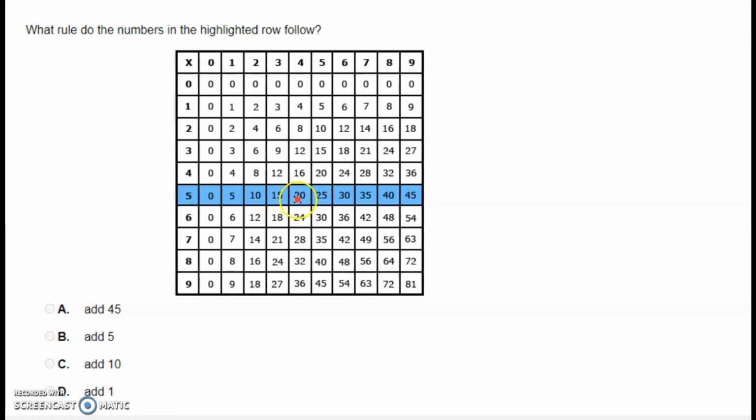15 to 20, 5 numbers. 20 to 25, 5 numbers. 25 to 30, 5 numbers. 30 to 35, 5 numbers. 40 to 45, 5 numbers. So basically what we're doing is adding 5 to every digit we find. Add 45, that's not true. Add 5, that is correct. Add 10 is not correct. Add 1 is not correct either.